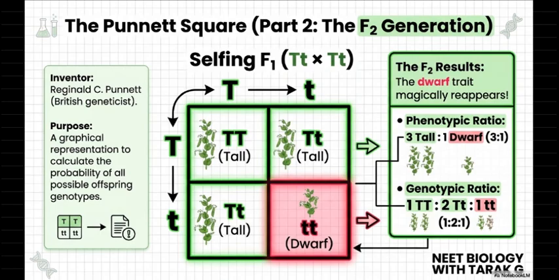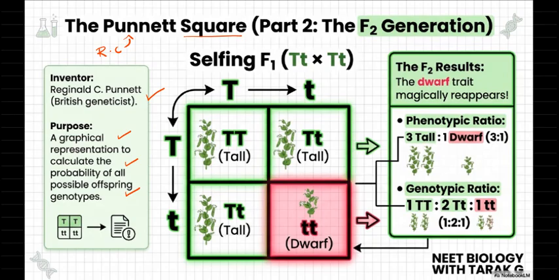See here, R. C. Punnett, Reginald C. Punnett, a British geneticist. He introduced the Punnett square into genetics. What is the purpose of this? It is a graphical representation to calculate the probability of the phenotypes and genotypes we get from the monohybrid cross.